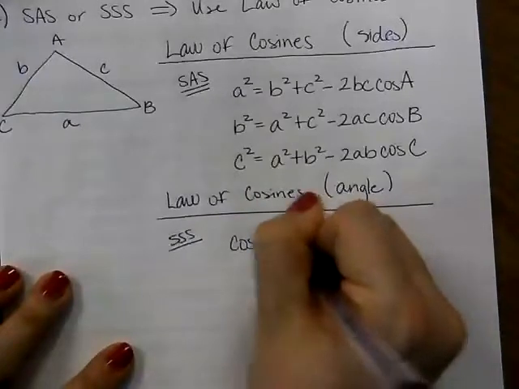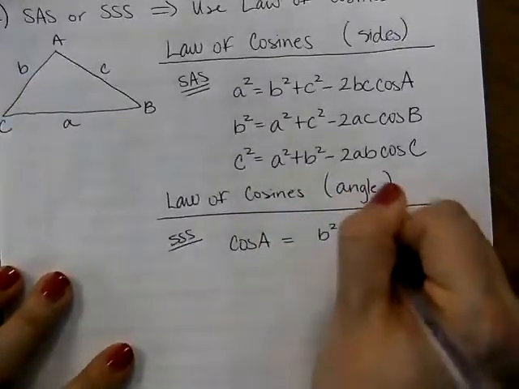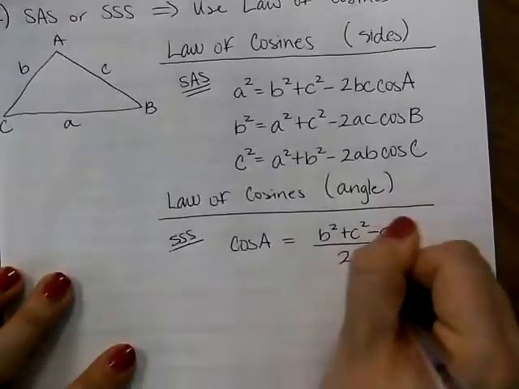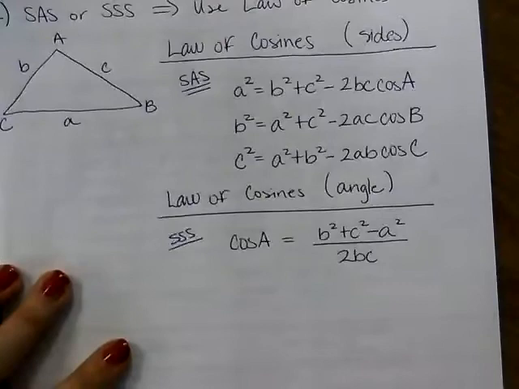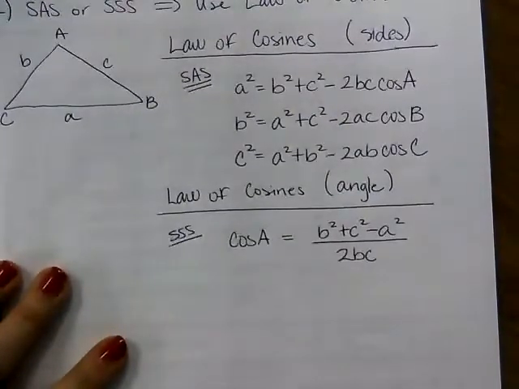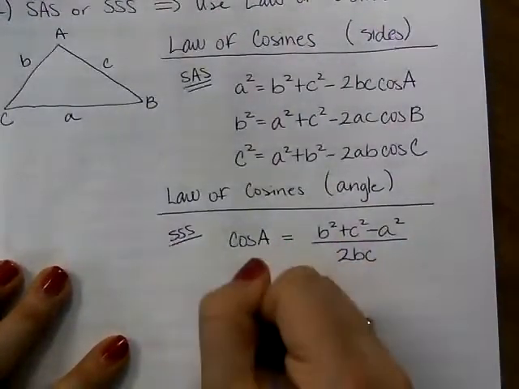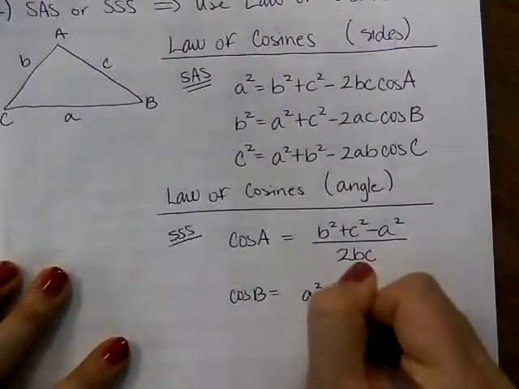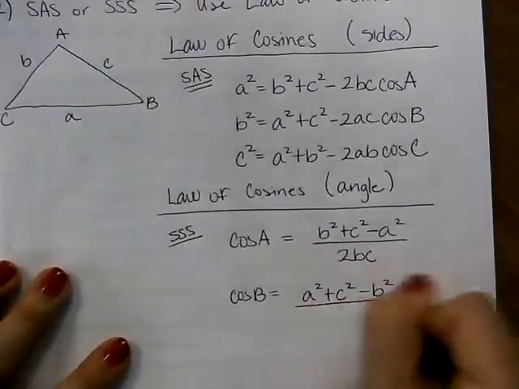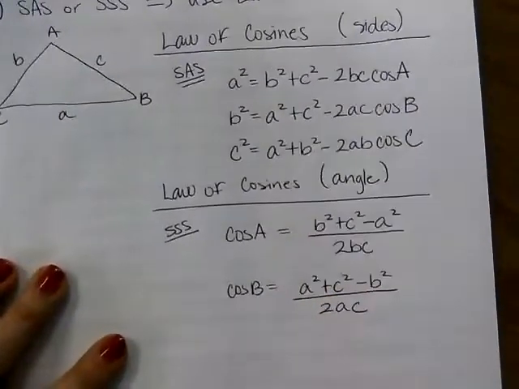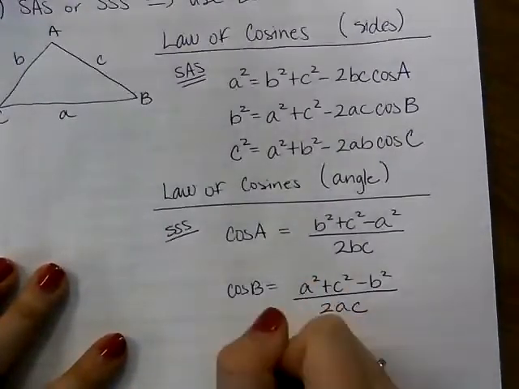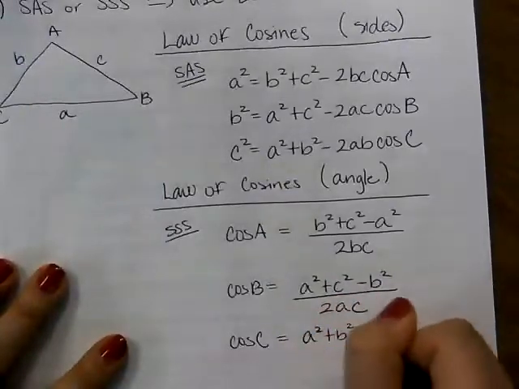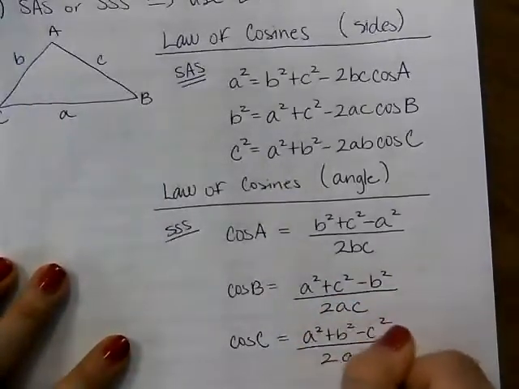The cosine of A is equal to b squared plus c squared minus a squared over 2 times b times c. Okay, it's just really manipulating the equations above and solving for the angle. Okay, so the cosine of B would equal a squared plus c squared minus b squared over 2ac. And finally, the cosine of C is going to equal a squared plus b squared minus c squared over 2ab.